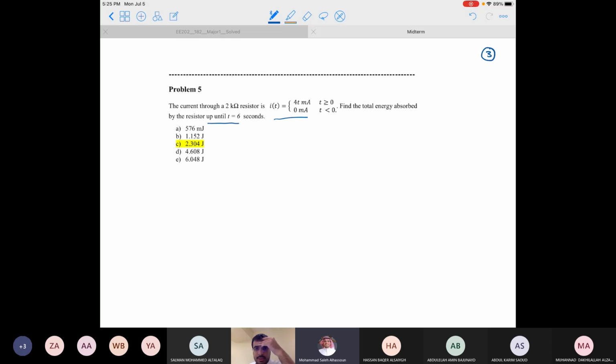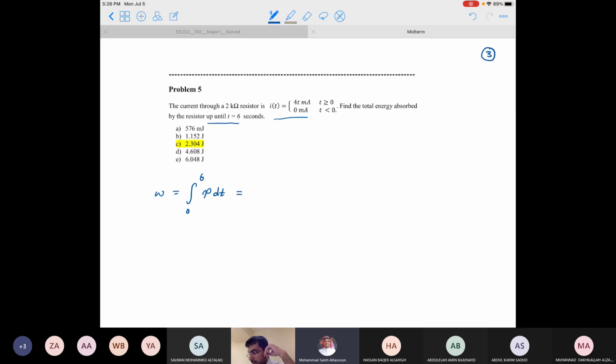So remember, the energy is what? The integration of the power. And here we are asked to integrate the power from 0 to 6 with respect to time. So what's the power here? We are given the current. The reason we set 0 is because there is no current for t less than 0.